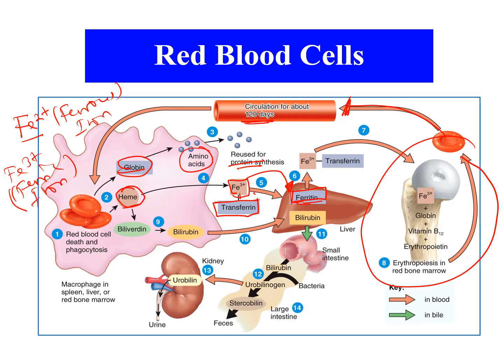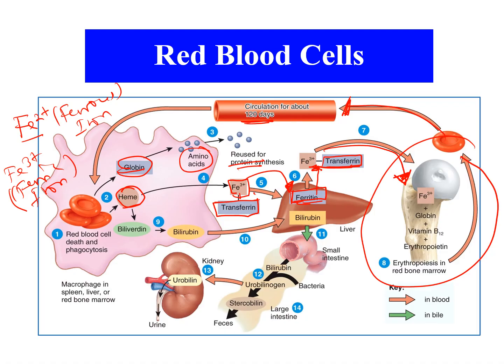When this iron is needed for erythropoiesis, this ferritin is going to release the iron, and this iron is going to bind to transferrin, be transported in the bloodstream, and then go to the red bone marrow for erythropoiesis in order to produce more red blood cells.